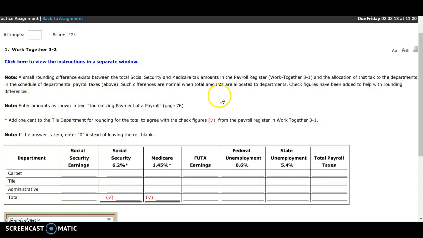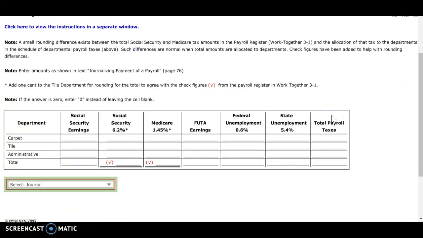Also, it says enter amounts as shown in text, journalizing payment of a payroll, page 76. Add 1 cent to the tile department for rounding for the total to agree with the check figures for the payroll register and Work Together 3.1. And then one more note. If the answer is 0, enter 0 instead of leaving the cell blank. So first thing that we're going to do is we need to calculate the different taxes.